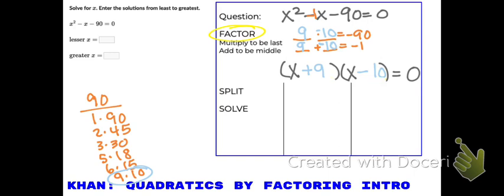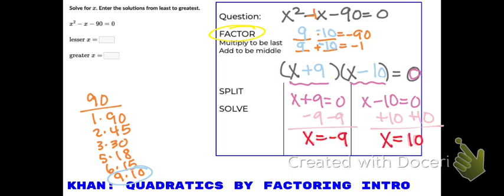So remember, when two numbers multiply to give us 0, then one of those or both of those has to be 0. So either x plus 9 equals 0 or x minus 10 equals 0. And then we just solve those. And then we see that x equals negative 9 or 10. The smaller one is negative 9, the bigger one is 10.